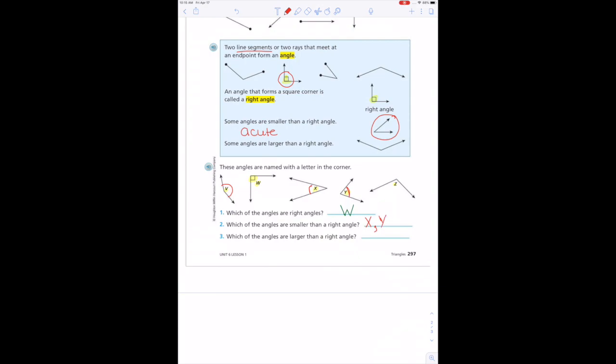So we're going to put Y. Now let's look at Z. Z, wow, Z is almost a 90, isn't it? Or almost a right angle. But it's not quite. It's just a little bit bigger. So our only acute angles, I'll put acute over here for number 2, are X and Y.